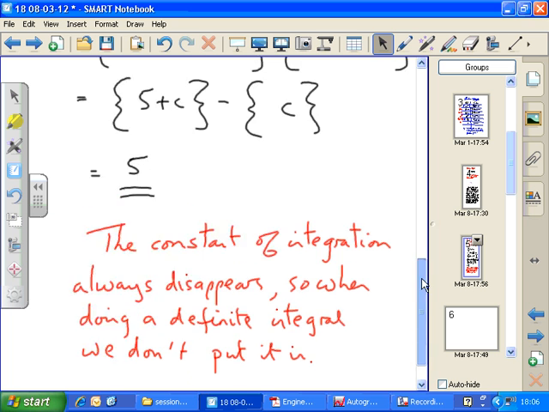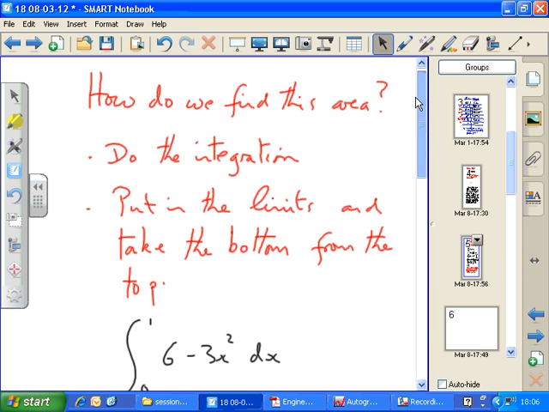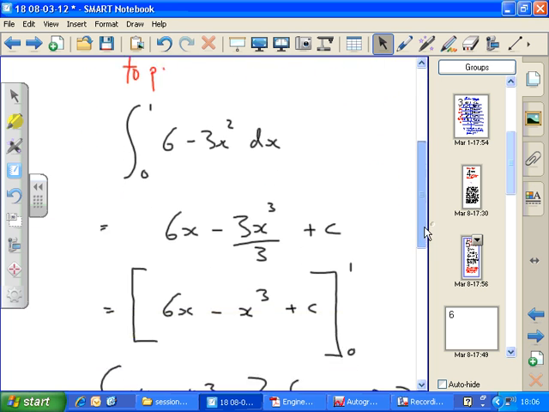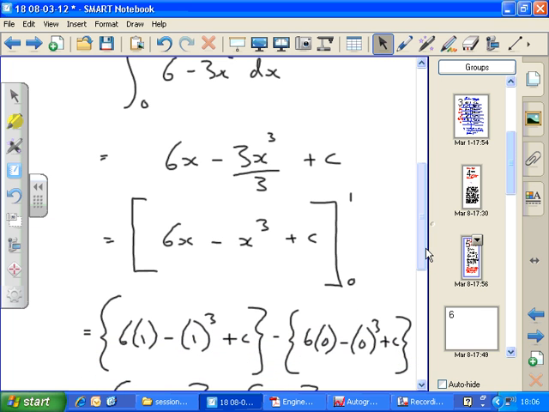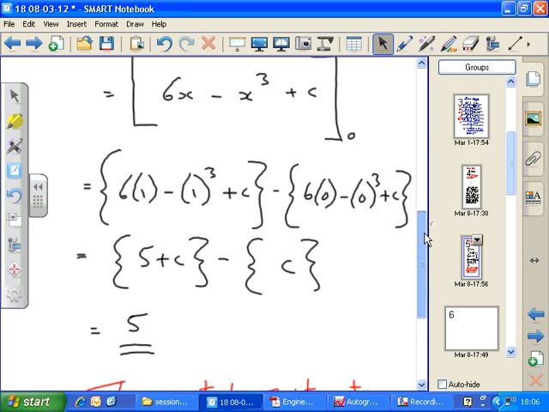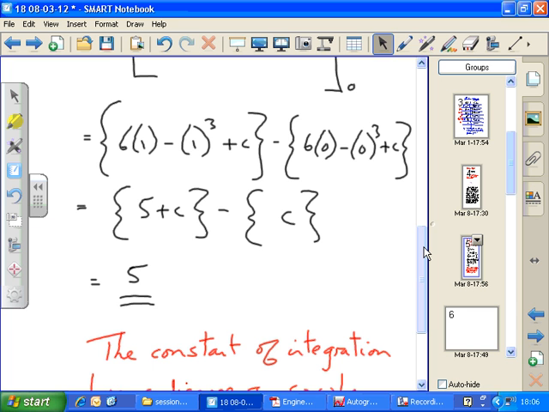So let's review this. What have I done? How do you find the area under the curve? That's what we're finding, remember. Do the integration and then put in the limits. You do the integral as we've done last week. We put the c here, but we've seen now we didn't really need to bother, so it would have been perfectly okay to have left this square bracket as 6x minus x cubed, and then put the limits 1 and 0 outside. Then put the limits in and work out the answer.